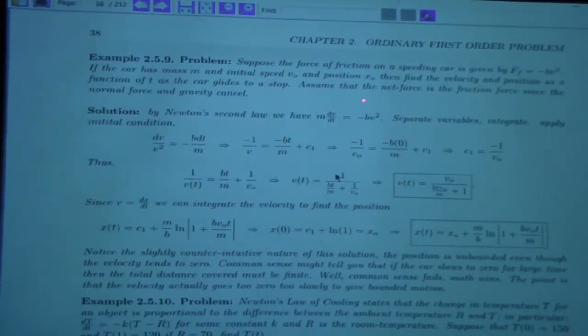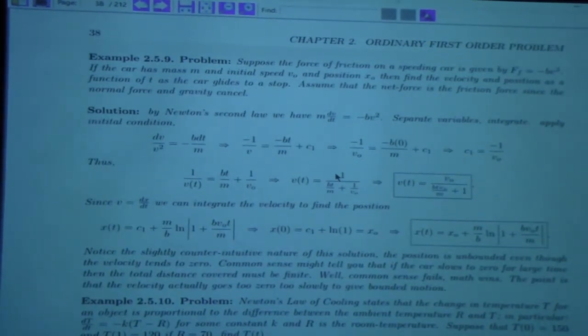Suppose the force of friction on a speeding car is given to be minus b v squared. If the car has mass m, initial speed v naught and position x naught, then find the velocity and position as a function of time as the car glides to a stop. Assume that the net force is just the friction force, since the normal force and gravity cancel. In other words, the motion is one-dimensional. So Newton's second law gives me m dv/dt equals minus b v squared. And then I solve it. It's a differential equation.